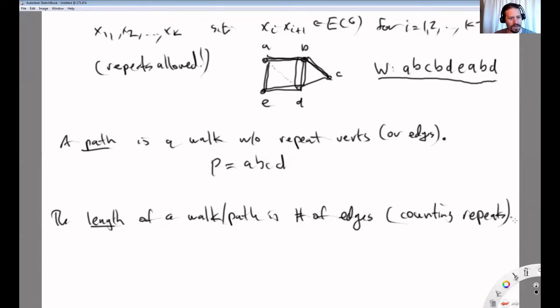I'm not going to write it out, but we call the end vertices of a path just the starting and ending point. So in this one, A and D are the end vertices of the path. Here, A and D are the end vertices. Okay.